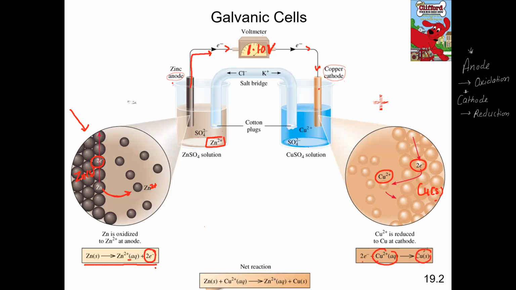So what is happening here? Reduction. And what are you doing? You are removing copper 2 plus. So this solution is getting an excess of sulfate ions. This is becoming excess because copper 2 plus ions are removed. This solution is becoming excess in zinc 2 plus.